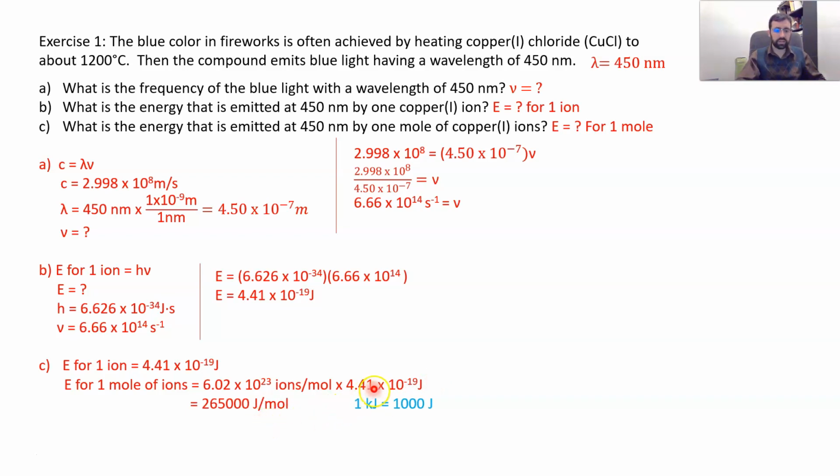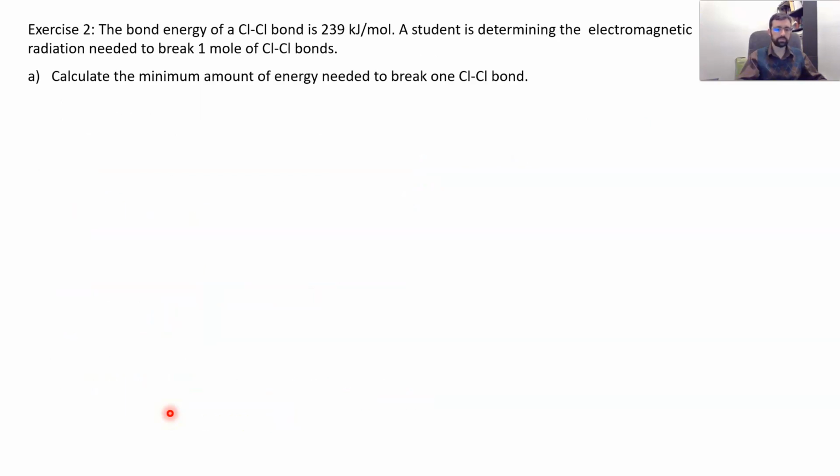Also, after we've calculated that, which ends up being 265,000 joules per mole, we know that 1 kilojoule equals 1,000 joules. If I wanted to turn this into a more easy to work with number, we often use kilojoules per mole instead of joules per mole, I would just divide by 1,000. So I get 265 kilojoules per mole.